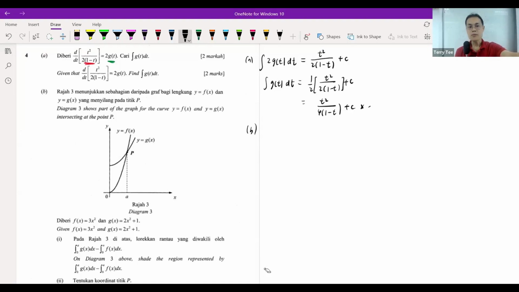Part B. The diagram shows part of the graph of the curve y equals fx and y equals gx intersecting at point P. Here on the diagram, sketch the region represented by the integration of 0 to a gx dx minus 0 to a fx dx. Now, gx is on top. Maybe I highlight for you. Gx is on top, fx is below. Gx is the red one. Fx is the, let me change the color, blue one.